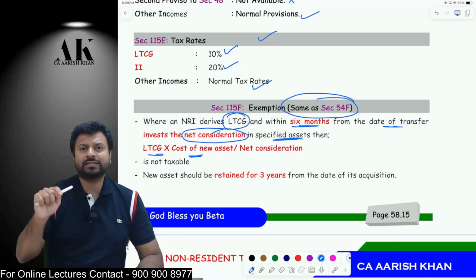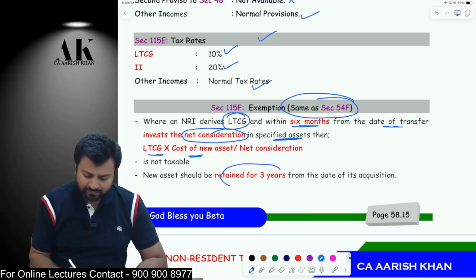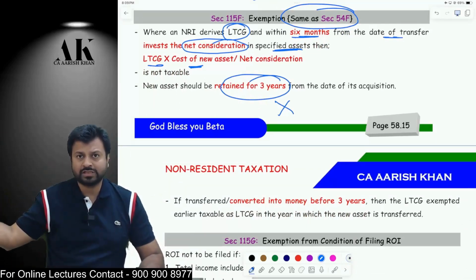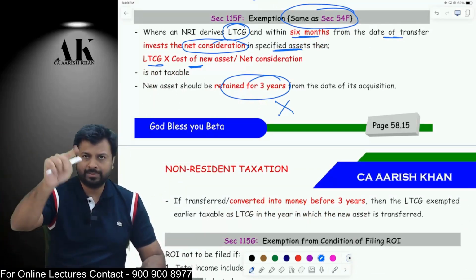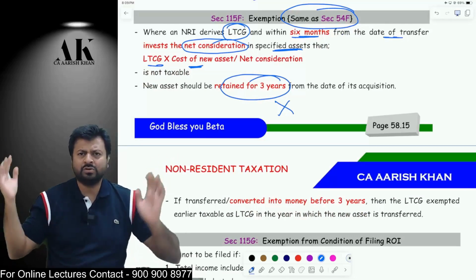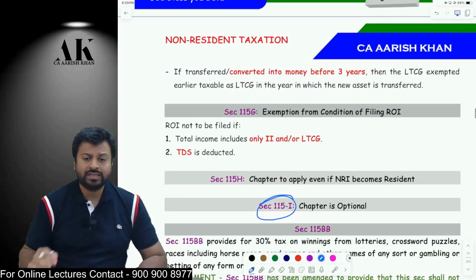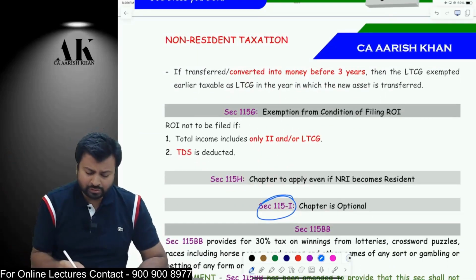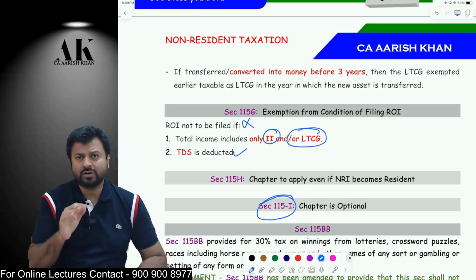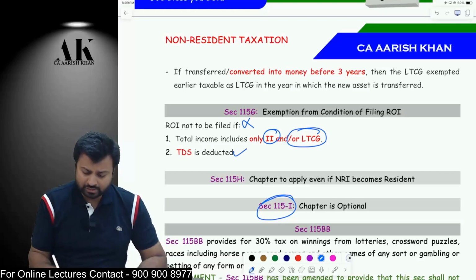Plus the new asset which you will purchase has to be retained for a period of 3 years. If you sell that within 3 years, then the old exemption which was given to you will also be withdrawn, and capital gains will be chargeable on the new asset which is transferred. Okay, just like the way you do in the capital gains chapter. Now, am I supposed to file the ROI? There is no need to file ROI if the assessee only earns these incomes and the TDS is also deducted. There is no need to file ROI.